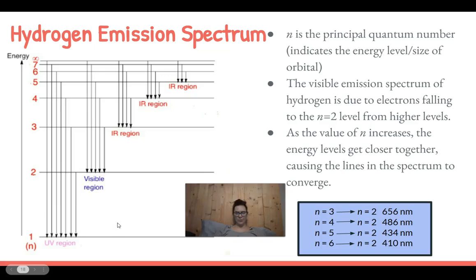If you have anything greater than those jumps, that is in the UV region, which we cannot see with our naked eye. That includes falling from the 2nd to the 1st energy level, because you can see that the gap between energy levels 1 and 2 is much greater than between energy levels 2 and 3. Anything smaller than that is going to result in too long of a wavelength for our eyes to see, so it results in the infrared region.